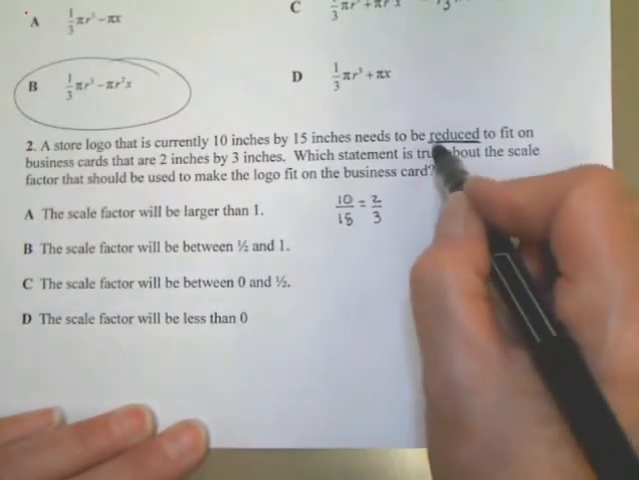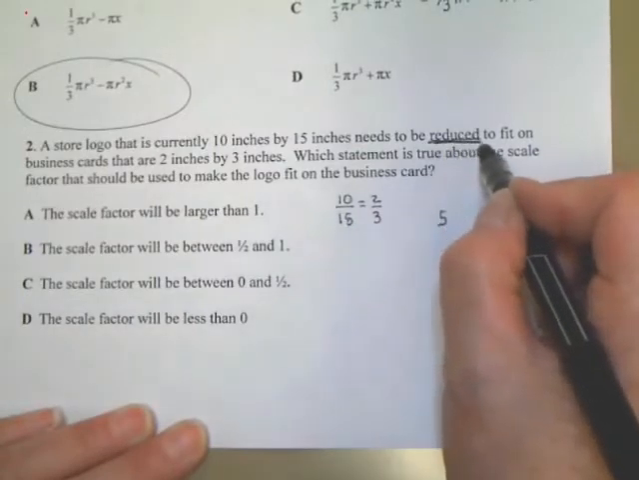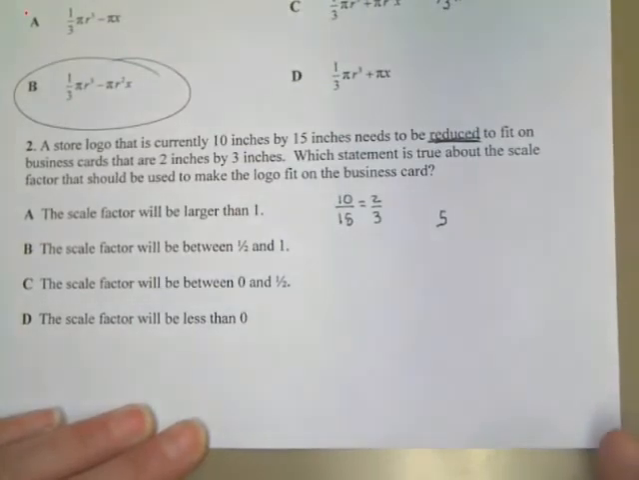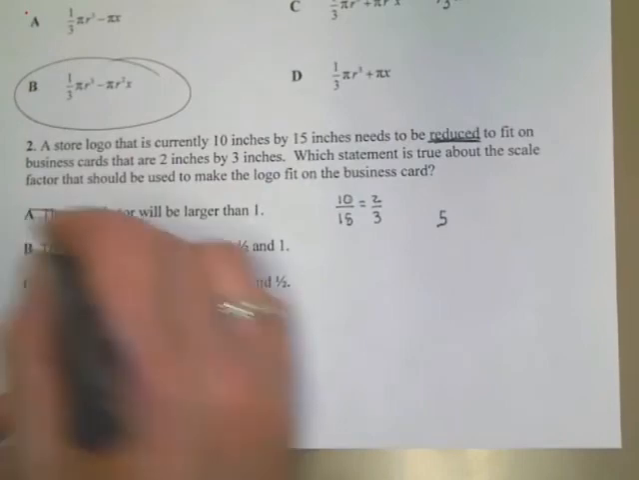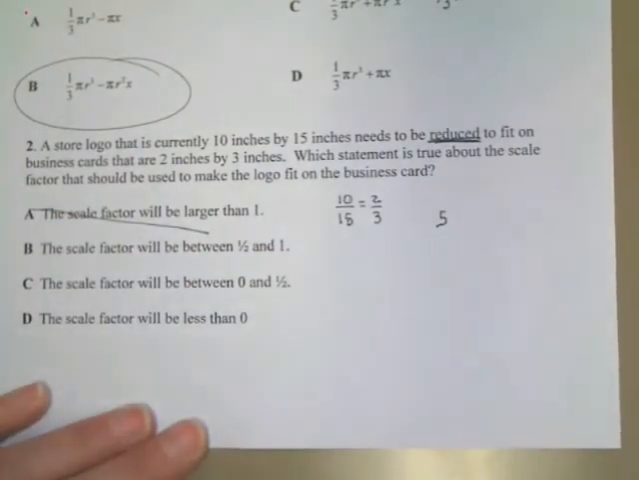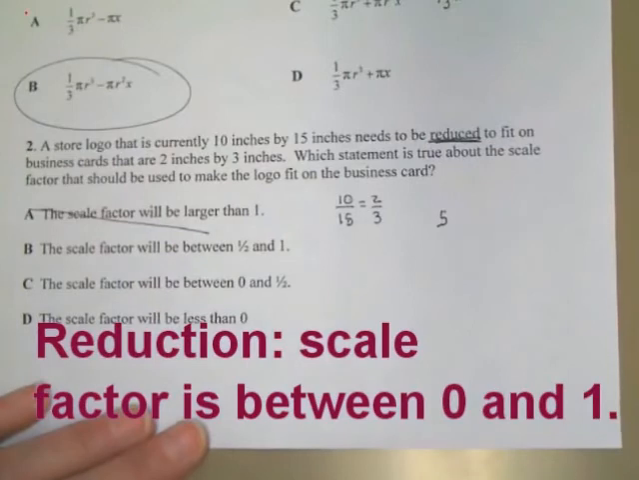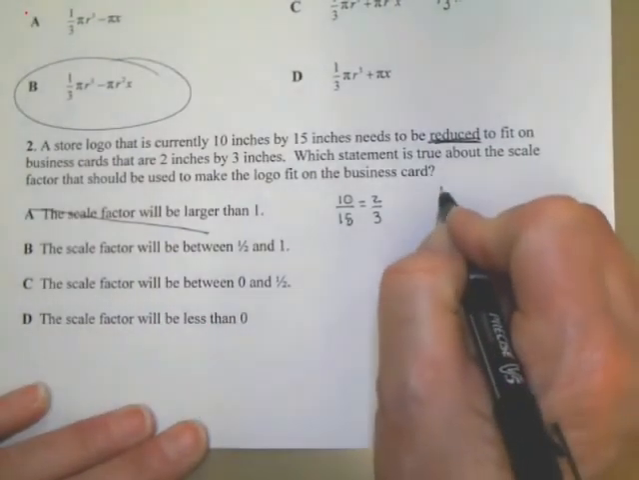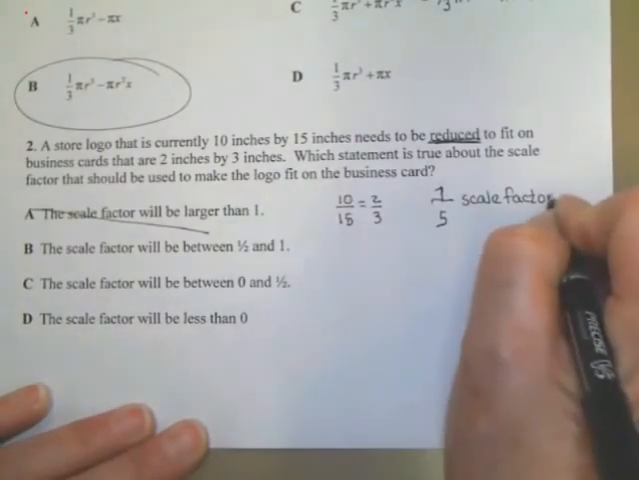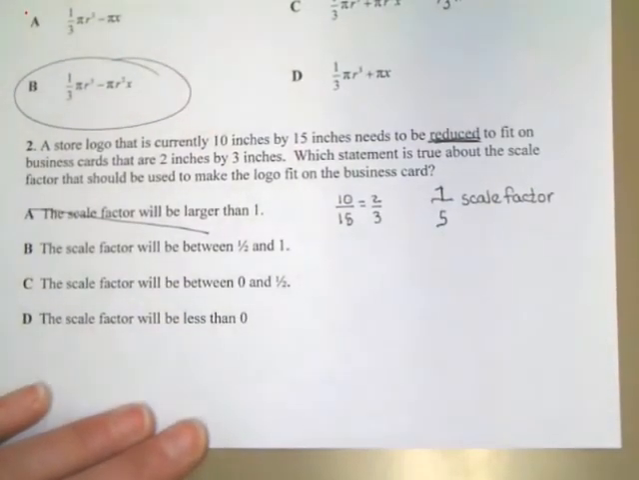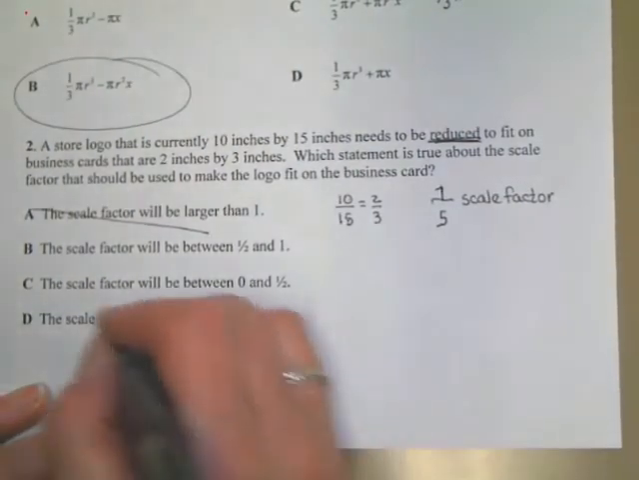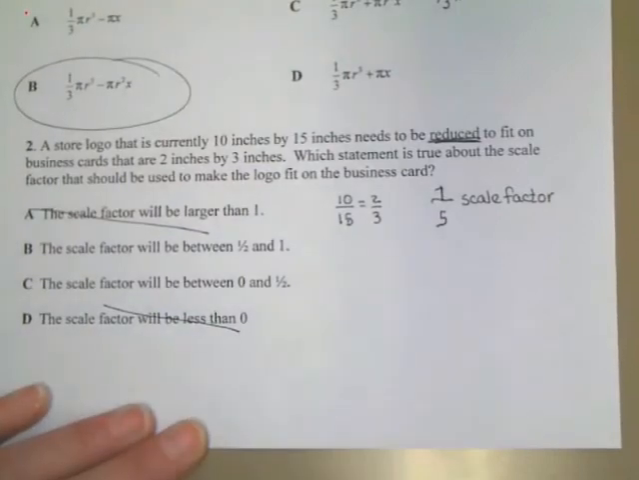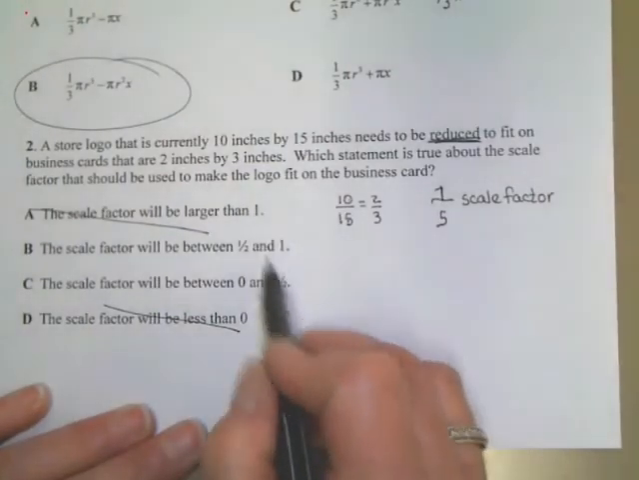Well, if it is a reduction, then we know that our scale factor is going to be less than 1. So I can go ahead and mark out answer A, because with a reduction, the scale factor is less than 1. So therefore, with this, I know that my scale factor is going to be 1 to 5. So then, if my scale factor is 1 to 5, that's not less than 0. So now I have to decide between these two answers.